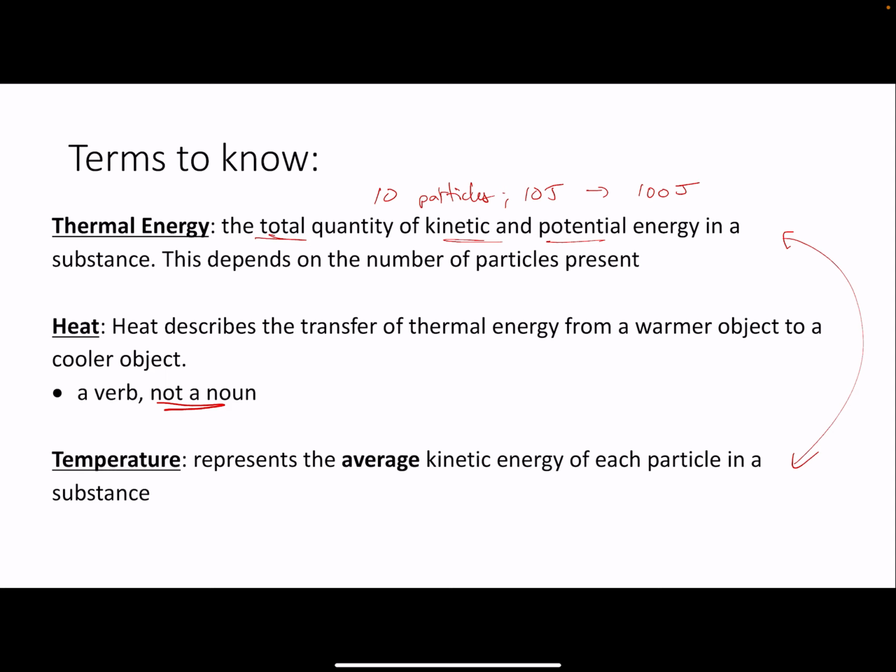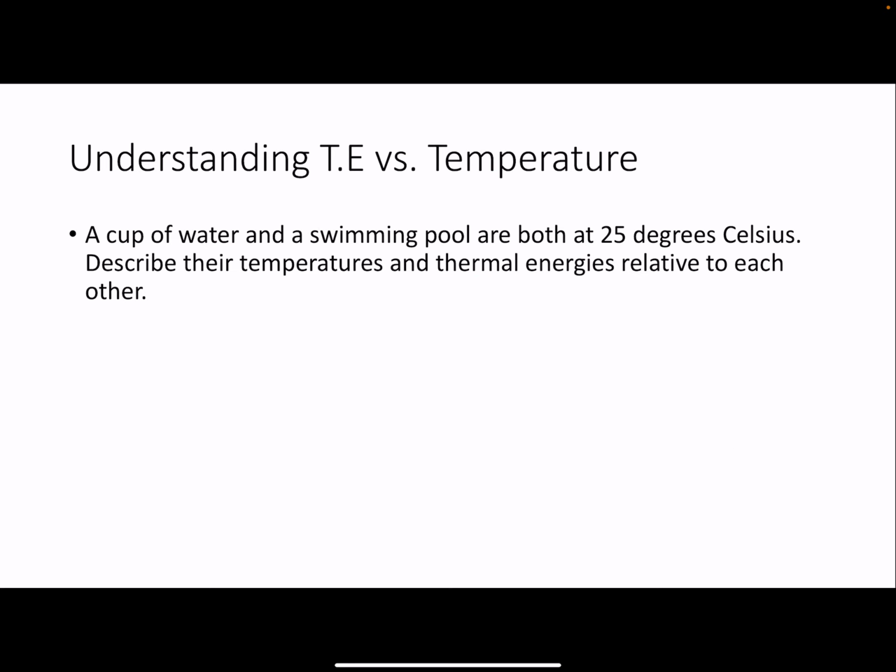Now we know that we don't measure temperature in joules, we measure it in Celsius, but it's a relative term. So the higher the degrees Celsius or Fahrenheit, the higher the average kinetic energy of each particle in that sample. That's just to differentiate some terms. We're going to use an example now to visualize that.